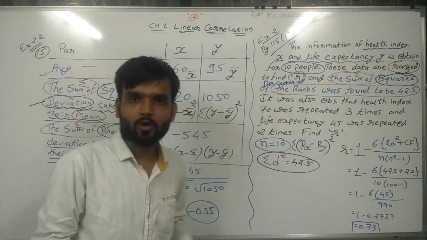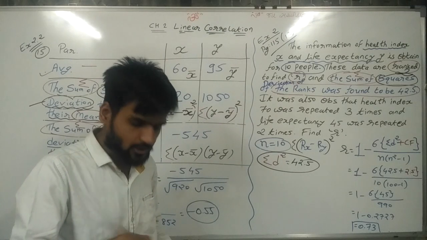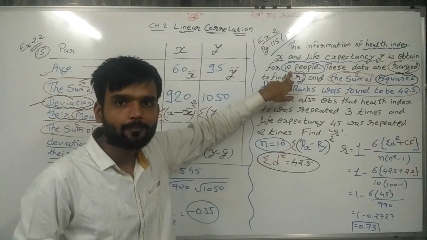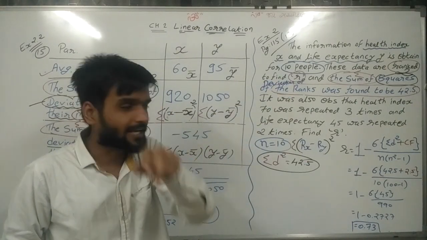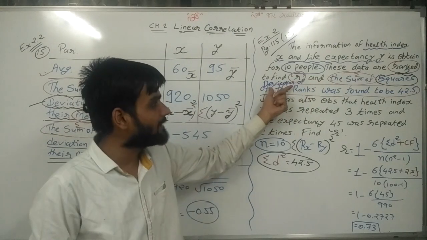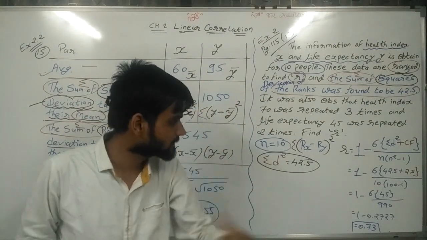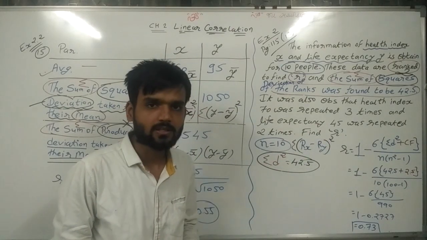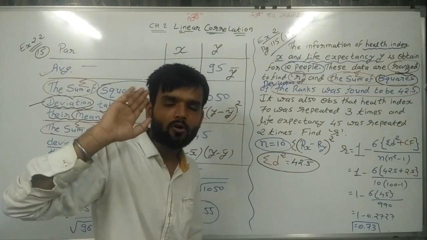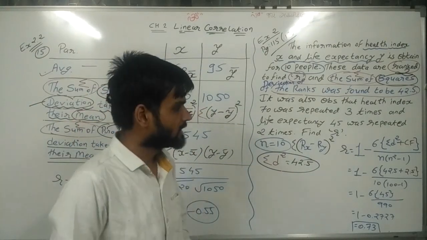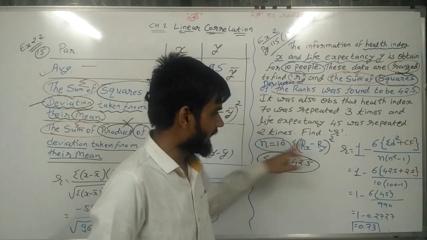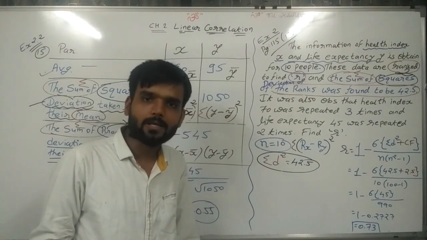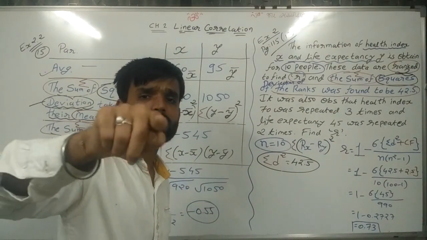From the first statement we understood n is equal to 10, because 10 people are observed. From the second statement, sum of square of deviation of the ranks. Deviation means minus, square, sum. Sigma d square is given. So two things we have available. Now if there is no repetition of any observation, then we can apply the formula with sigma d square and n. But here next information is given, that is the repetition of the observations.